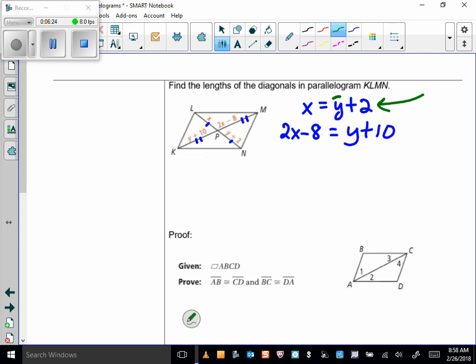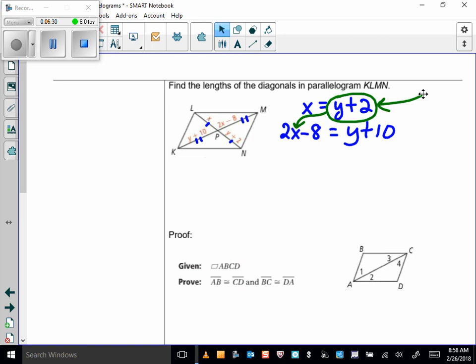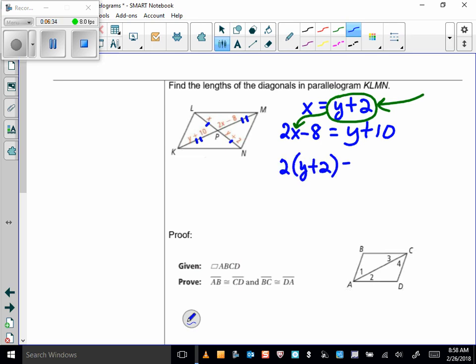So what am I going to do? I'm going to take what x equals and I'm going to plug it in for x right there. So we're going to have 2 times y plus 2 equals y plus 10. So 2y plus 4 equals y plus 10. So 2y minus y is y, and 10 minus 4 is 6. So y equals 6.